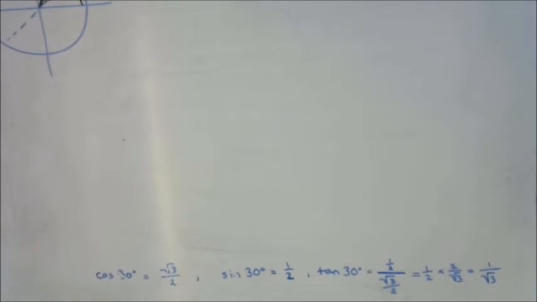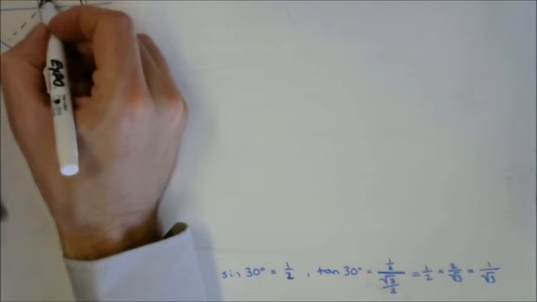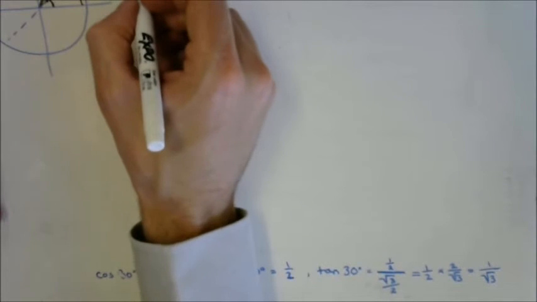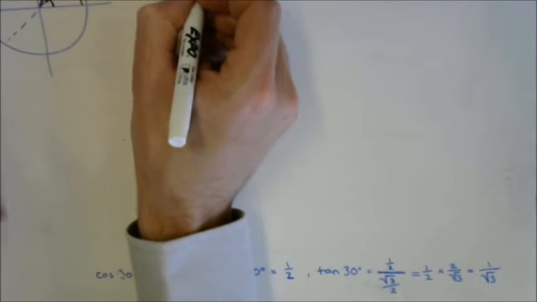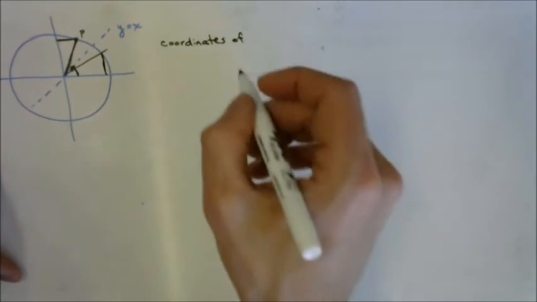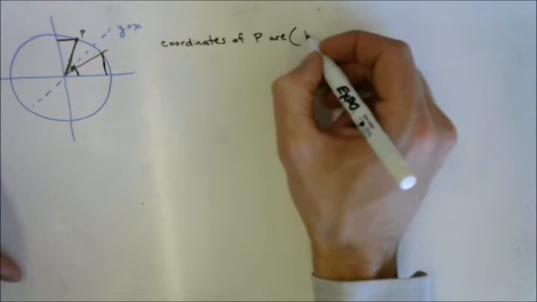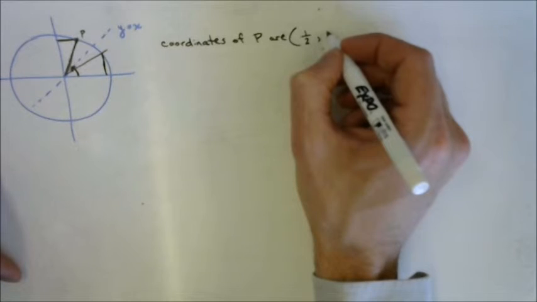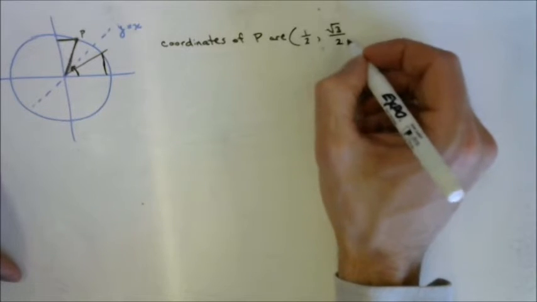Yeah. Good. So the logic is exactly the same, but now it's swapped. So now we're talking about a 60-degree angle. The coordinates of P are the opposite of the last one. So now instead of radical 3 over 2, half, now it's half, radical 3 over 2.